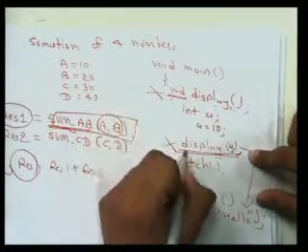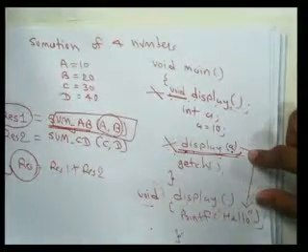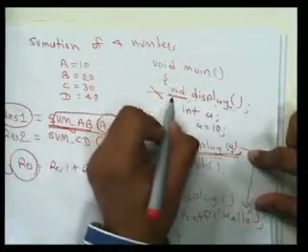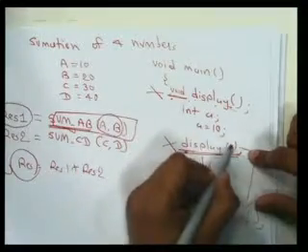Both must be matched. In this case your compiler will give you the error. That is how I want to say that function prototype must be matched with function call. Now this is correct.